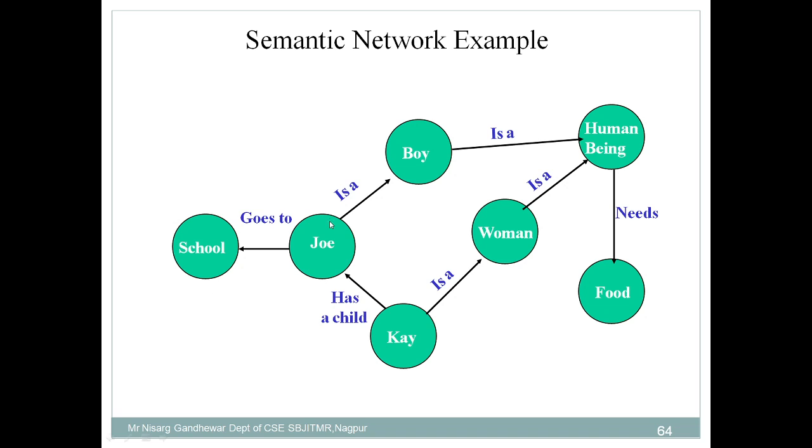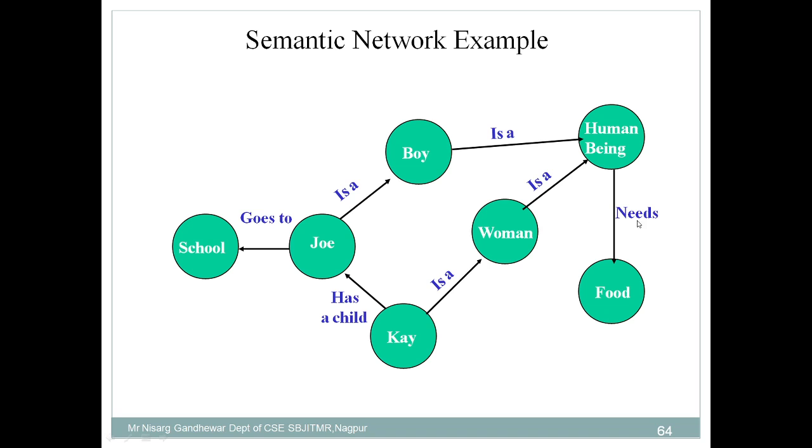It is represented slightly differently, with the help of the "is a kind of" relationship. So here you can say Joe is a boy, boy is a human being, Joe goes to school, K has a child Joe, and K is a woman. Woman is a human being, and human beings need food. Like this, the arrows here indicate from where to where the information should flow.